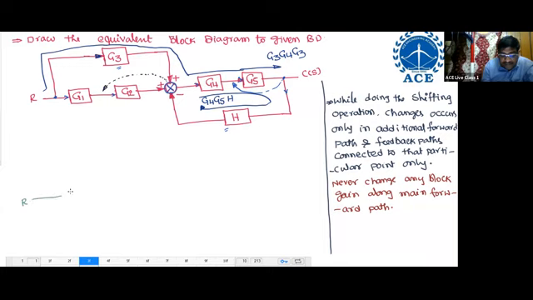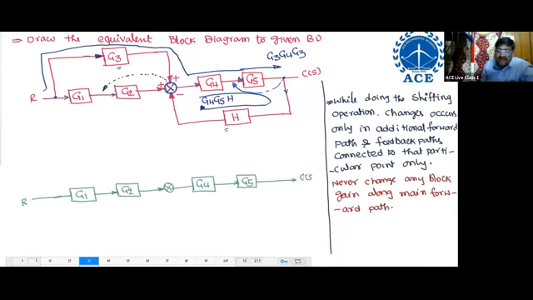Now here G1. Here G2. Here summing. Here G4. Here G5. C of S. The main forward path does not change.